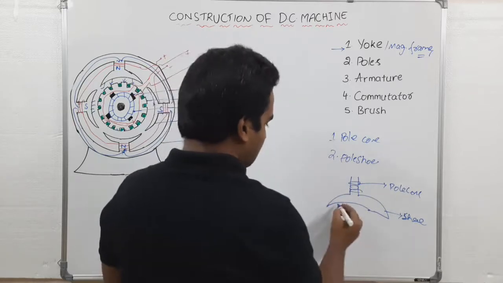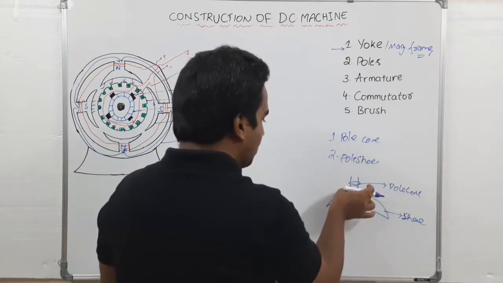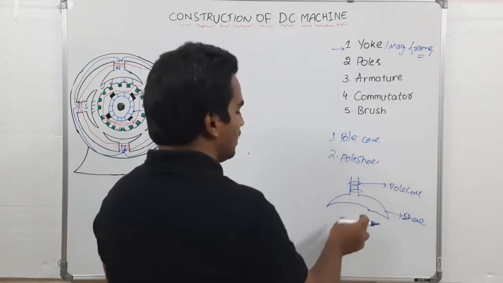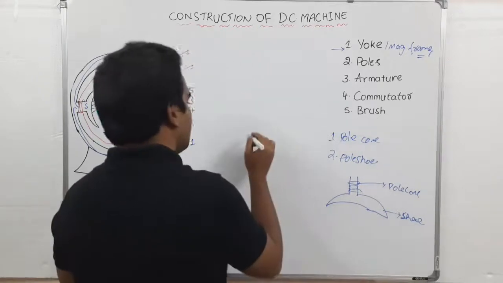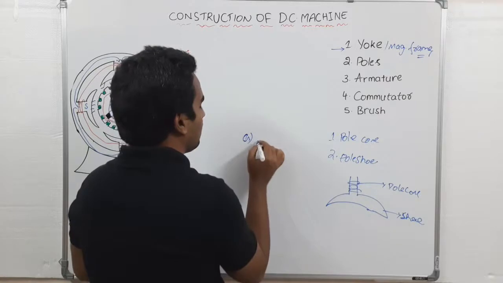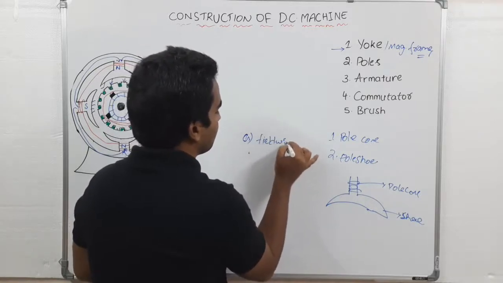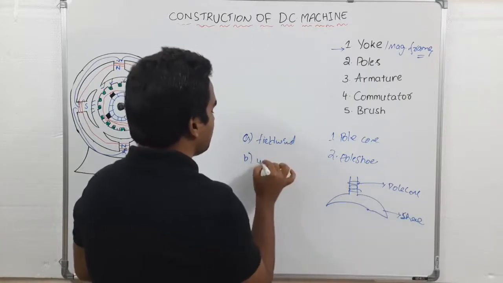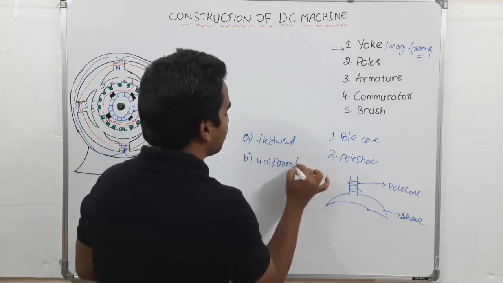Okay. The main function of the pole core is to accommodate the field winding, and the function of the pole shoe is to distribute magnetic flux uniformly inside the air gap. What are the functions of a pole? A, field winding accommodation, and the function of the pole shoe is uniform flux distribution in the air gap.